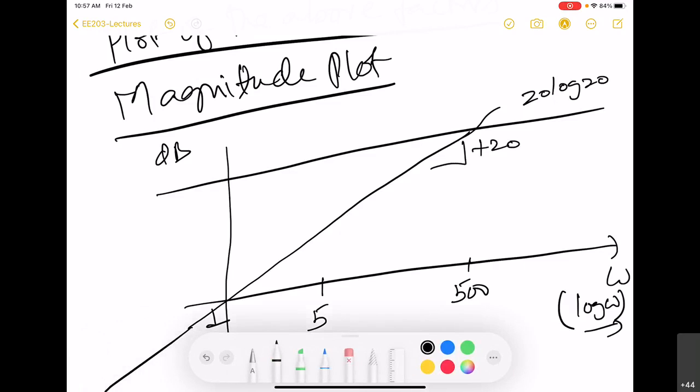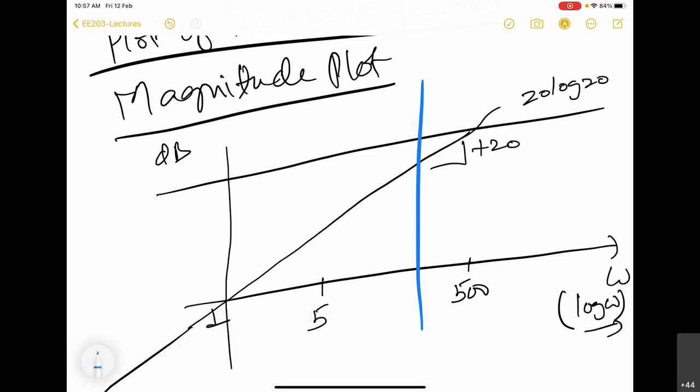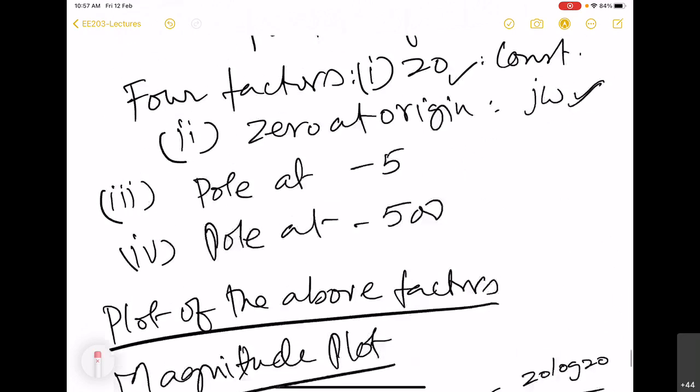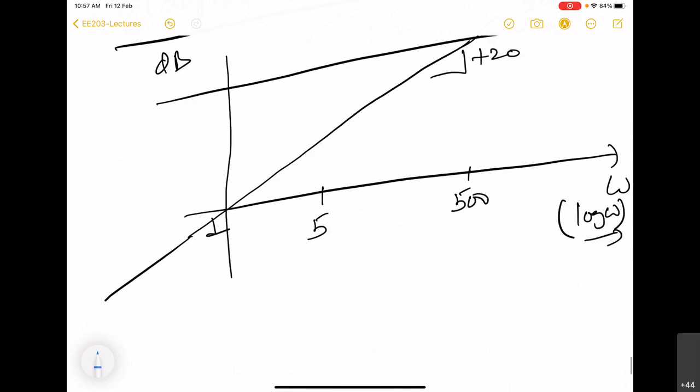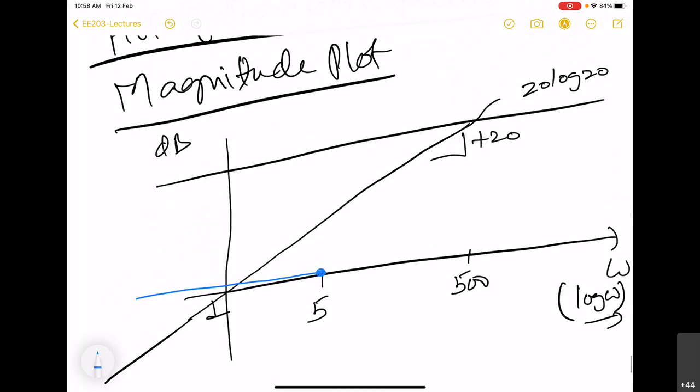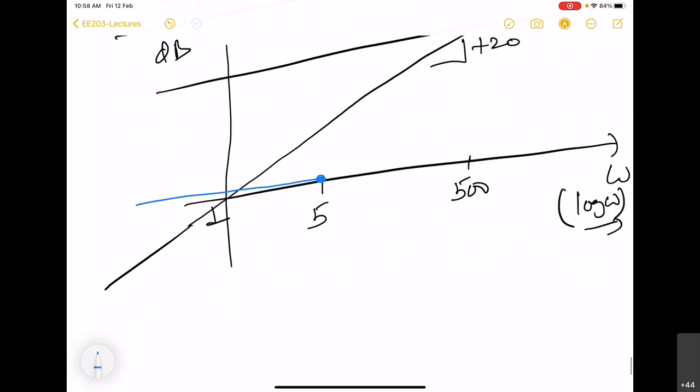So now we have to plot the pole, this one. So for that, we will plot a horizontal line coinciding with the x-axis up to 5, and then a line with slope minus 20 dB. So it is going to be like this. This is going to be minus 20 dB per decade.